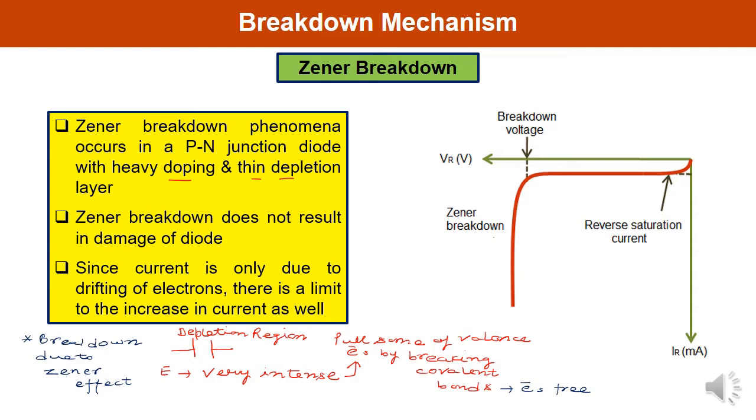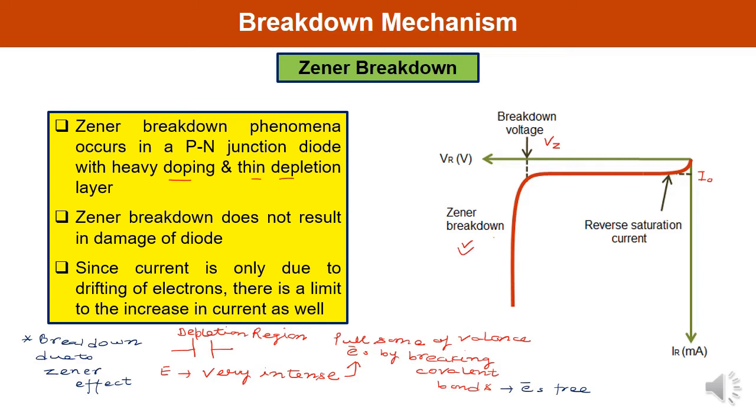Here the breakdown voltage is mentioned. This breakdown voltage is denoted by Vz. You can see the reverse saturation current, which is very small and is denoted by I0. But as this voltage is increased, the breakdown occurs, and this is the Zener breakdown.